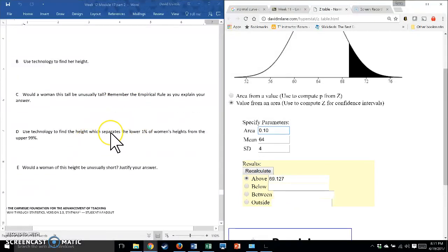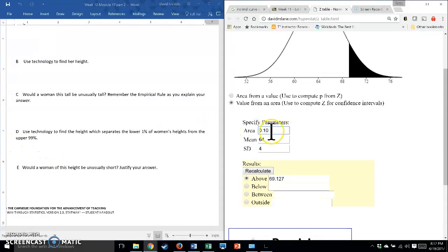Alright, so let's try the next one. Use technology to find the height which separates the lower 1% of women's heights from the upper 99%. Separates the lower 1% of heights from the upper 99%.